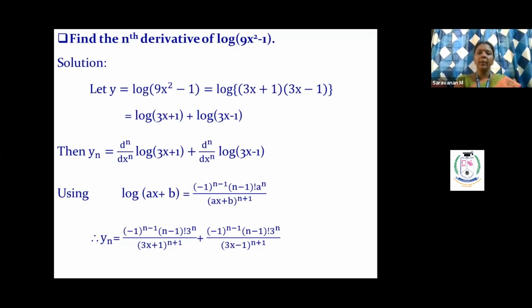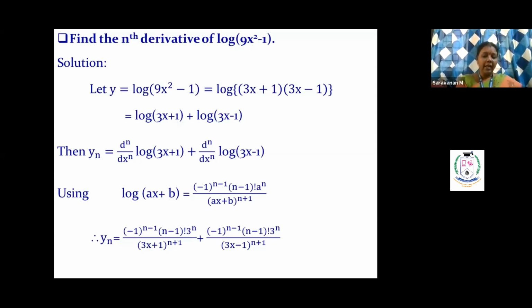We'll apply the logarithmic product rule: log of AB is equal to log A plus log B. That is what we have written here: log of 3x plus 1 plus log of 3x minus 1. Then what do we have to find? We have to find the nth derivative. I have denoted the nth derivative of y in the third line as y suffix n. That is also one notation we have seen in the notations slide. So y n is equal to the nth derivative of log of 3x plus 1 plus the nth derivative of log of 3x minus 1. What is the nth derivative formula?